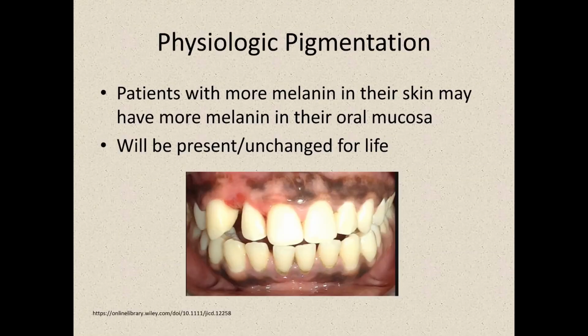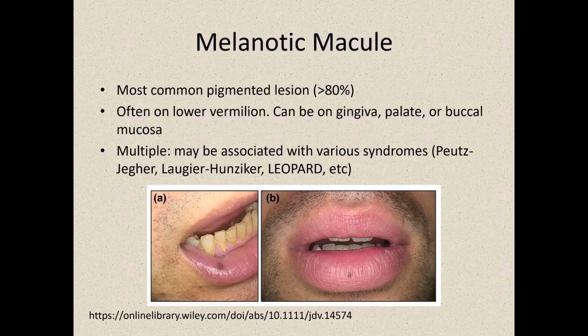So starting with physiologic pigmentation, it makes sense that patients that have more melanin in their skin may also have melanin in their oral mucosa. This pigmentation will be present from an early age and will remain throughout the patient's life. The patient will probably tell you that they've always had kind of more of a brown tinge to their gingiva.